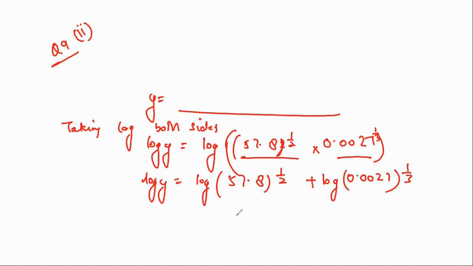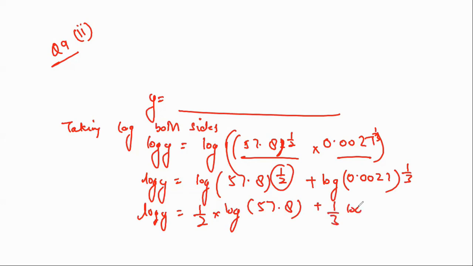Now, the next step is that we know that whenever we have the power in the log, that will come as in coefficient. So it will become half as in coefficient and log 57.8 plus 1 by 3 log 0.0027. Now we have to see the log table for this, not anti-log. Why only log? Because they are asking the log value. So we have to use the log table only, right?